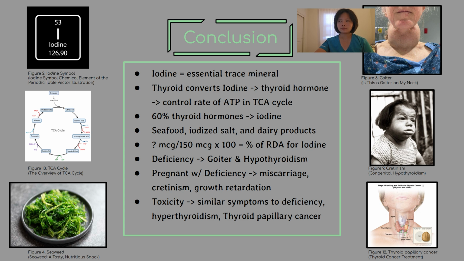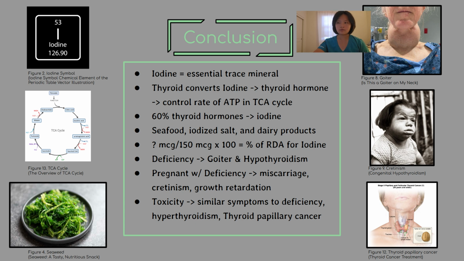Overall, iodine is an essential trace mineral. The thyroid converts iodine into thyroid hormone. In fact, 60% of your thyroid hormone includes iodine. Knowing this is important to the metabolic function because this will control the rate of ATP and the TCA cycle for all your cells.